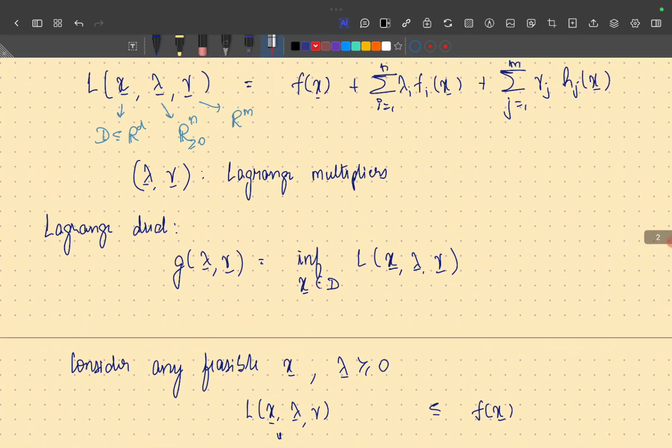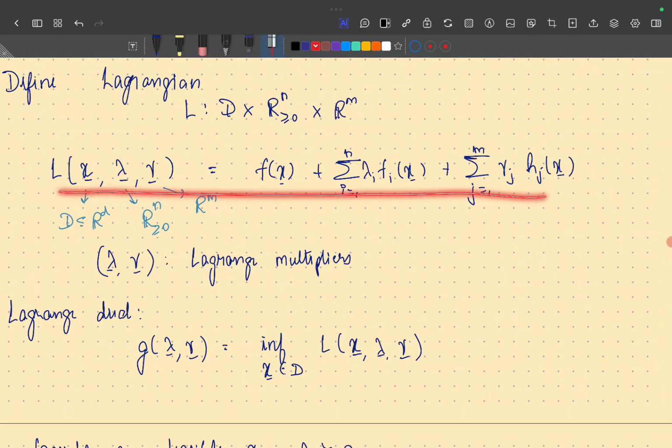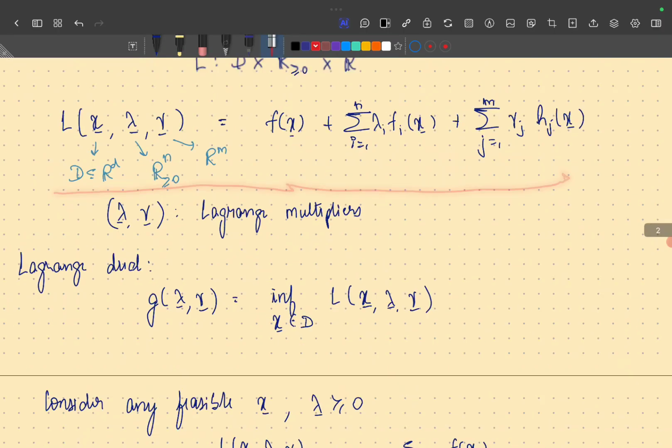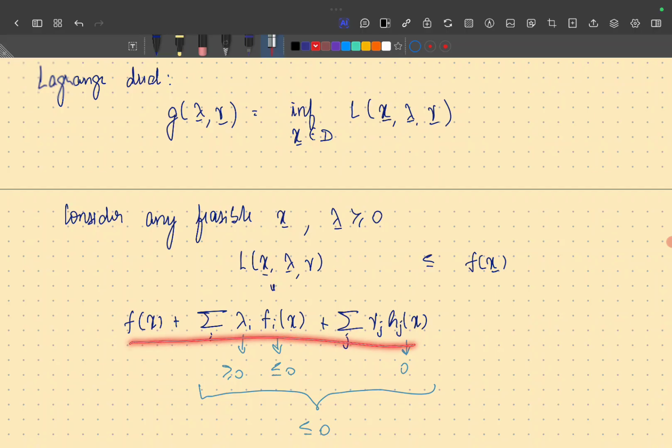Okay, so let's go back. This is the definition of the Lagrangian. It's just a linear combination of the objective function and the constraint functions. So that's what I have over here. Now, let's pick any feasible x, any lambda greater than or equal to 0, and any nu in Rm. Doesn't matter which one. Just pick your favorite x, lambda, and nu.